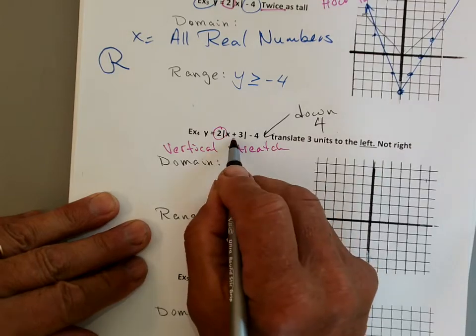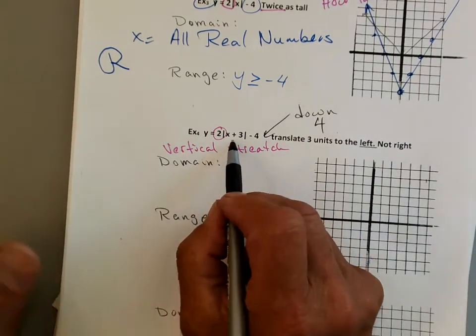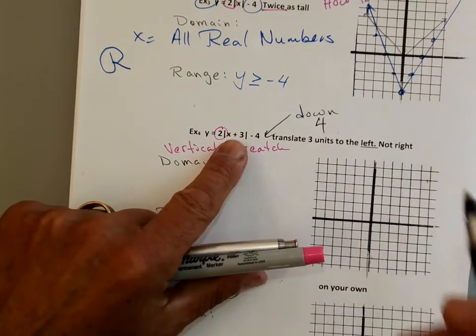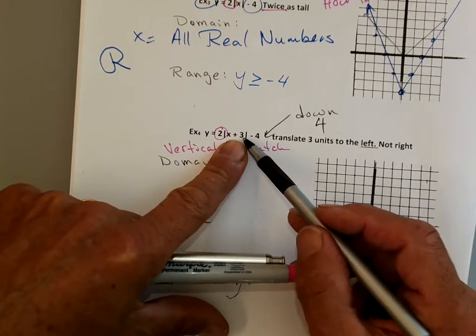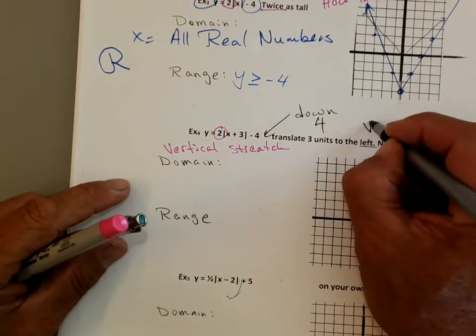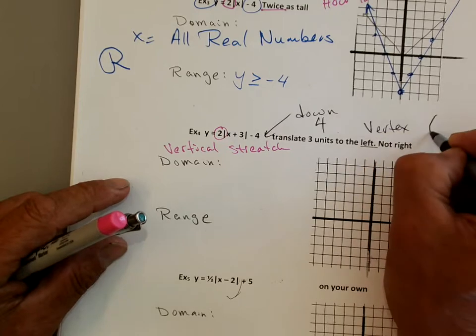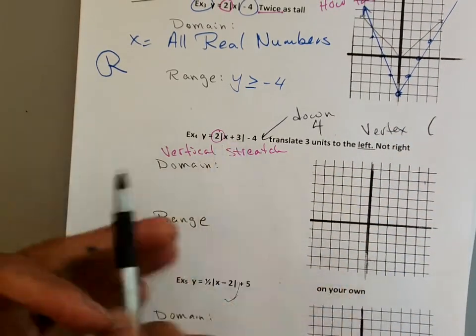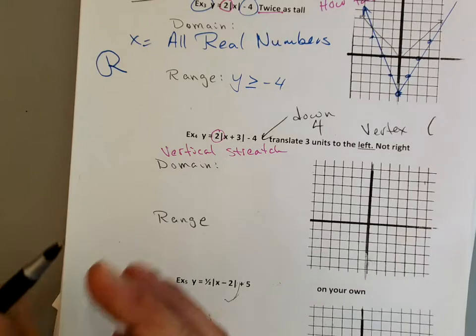But now this plus 3 is on the inside. So you go the opposite direction. And there's a reason why. We're going to talk about why we're going to do this. So we're going to take our vertex. We're going to think about our vertex. So our vertex is going to be opposite. Let's see if I can write that down. So it's going to be the opposite of this number.